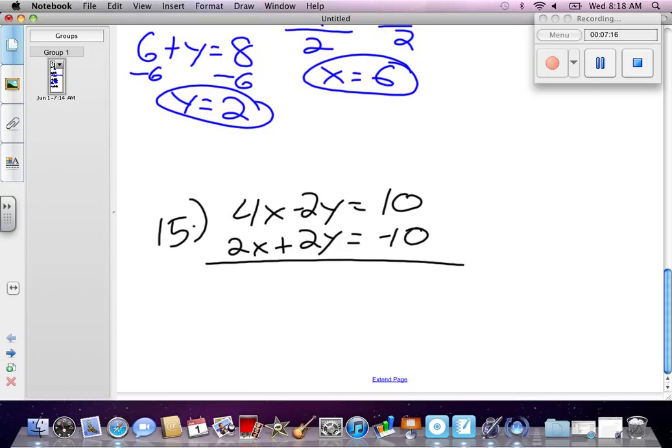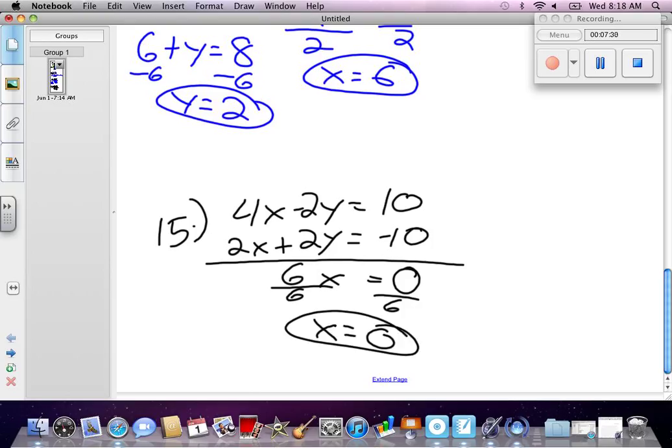I know I can cancel out the y's right away. So I'm going to add straight down. 10 minus 10 gives me 0. Negative 2 plus 2 gives me 0. 4x plus 2x gives me 6x. Divide by 6 and x gives me 0.